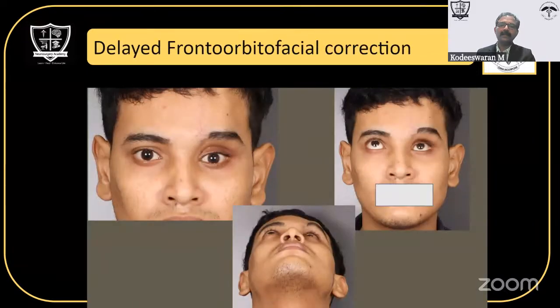This is a delayed fronto-orbitofacial correction. This was a boy who came to us from another country. This was done with our Dr. Anand's facial maxillary team. He had a blowout fracture of the orbit, and this was operated on in their country, but it was not fixed properly because the neurosurgeon alone was doing this procedure.